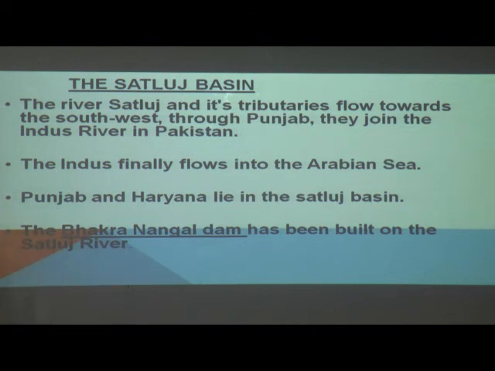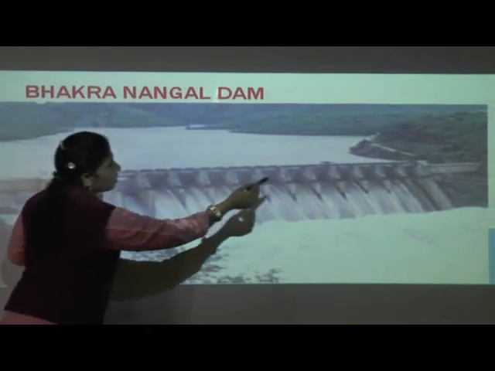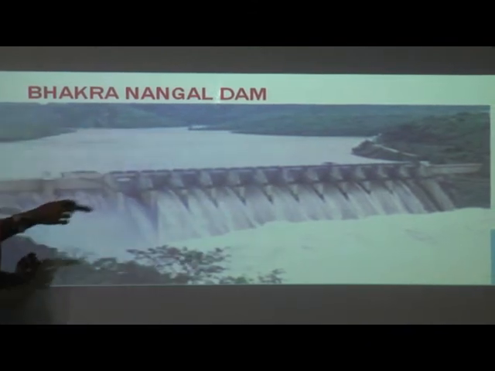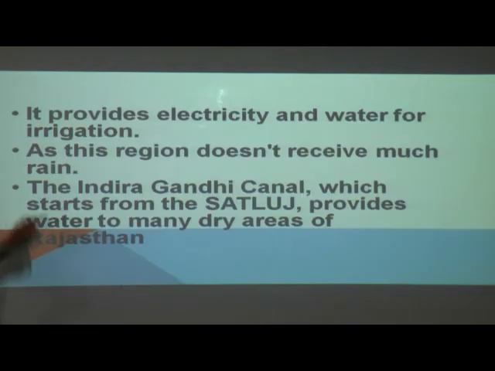Now here is the Bhakra Nangal Dam. Point over here: the Bhakra Nangal Dam has been built on the Sutlej River. I'll show you. This is the dam. This is a big river. Can you see this bridge-like structure? This is a big dam built on this river. This is the Bhakra Nangal Dam.